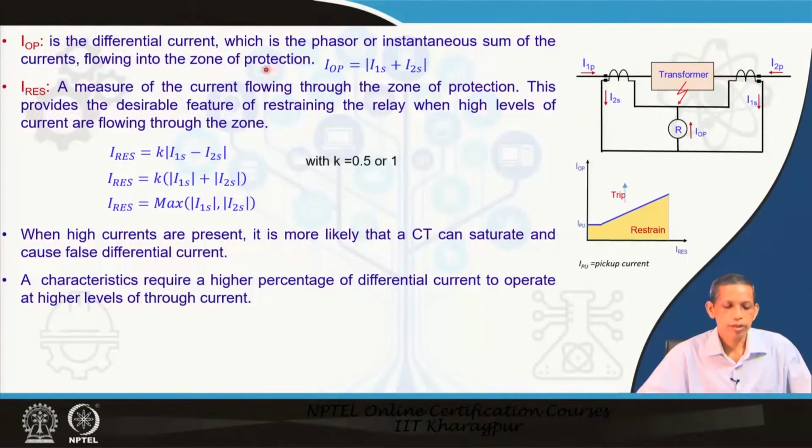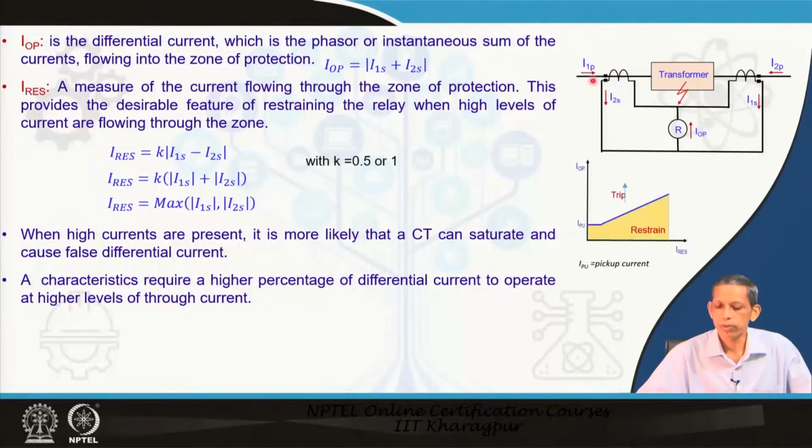So, the differential current can be a phasor or an instantaneous value, it can be both. Most of the relays use phasor values, and many relays exploit the advantage of high speed protection using instantaneous values also. So, the current flowing into the zone of protection is the transformer here.